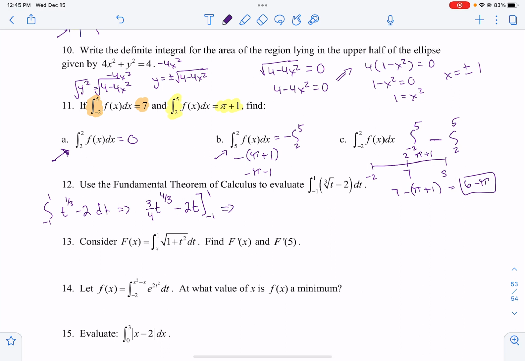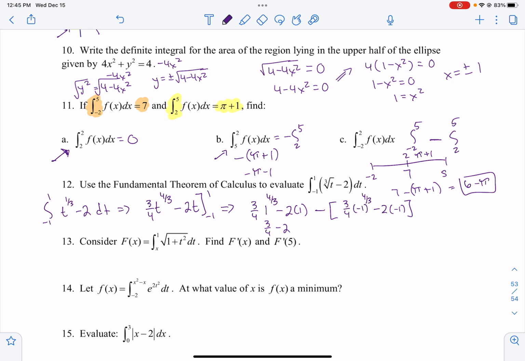So all I have to do is, first of all, plug in the 1. So 3/4, 1 raised to the 4/3, minus 2 times 1. And then I have to subtract plugging in negative 1. So 3/4, negative 1 raised to the 4/3, minus 2 times negative 1. So when I clean this up, 3/4 times 1 to the 4/3. Well, 1 to the anything is just 1. So that becomes 3/4. 2 is still 2. So I've got 3/4 minus 2.